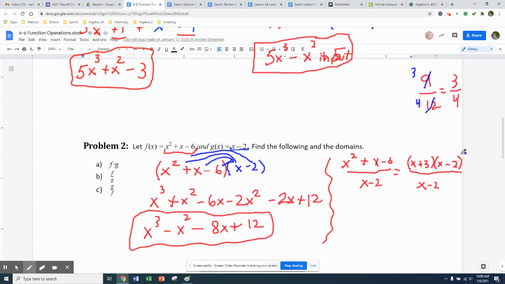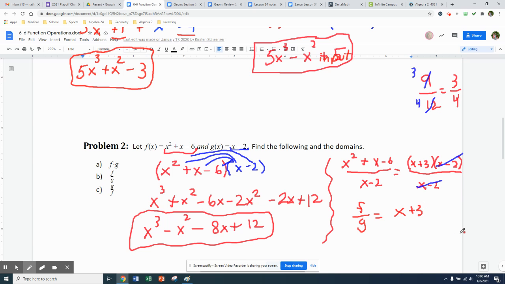With polynomials, we have to actually write out the factors, and now we can see, okay, there's an x minus 2 here. There's an x minus 2 here. And anytime we have two of the exact same factors, we can simplify that out. So all in all, the f divided by g is going to give me x plus 3. And that will be the final answer.